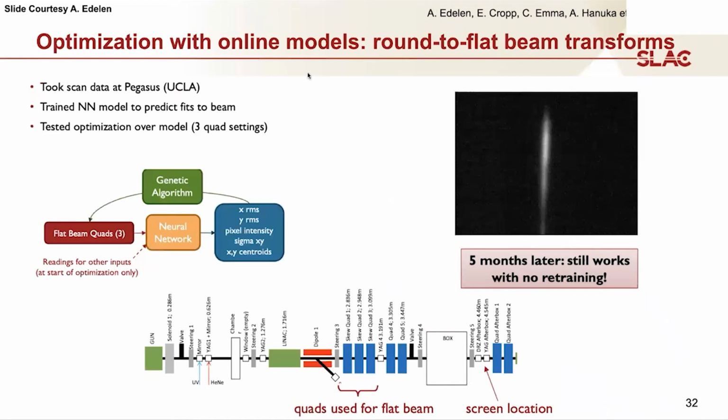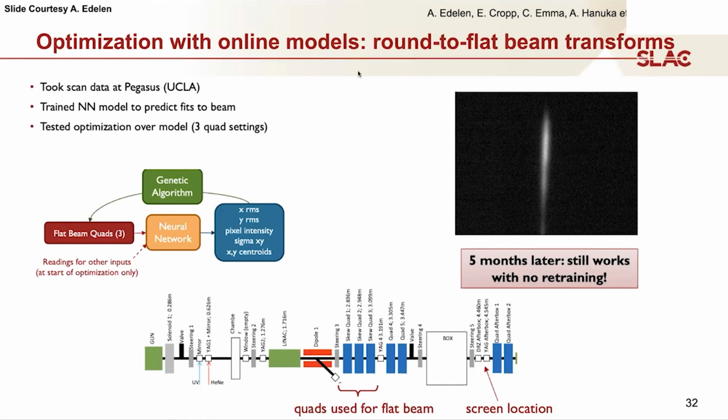Next, I wanted to discuss one example that's not from SLAC, in which optimization was done not to tune the longitudinal phase space, but to tune the electron beam profile in XY for the round to flat beam transformation set up at the Pegasus lab at UCLA. This is a small accelerator facility located in the basement of the UCLA physics building, and they do a number of experiments here, one of which involves generating flat beams from the RF gun and transporting them to a downstream screen using a triplet of quads.